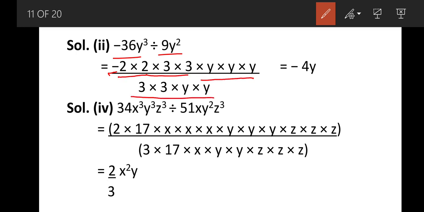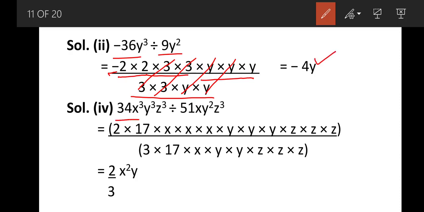Likewise I have written the factors of 9y square, and after cancelling out the common factors, what will I be getting? This 3 will get cancelled out, this 3 will also get cancelled out, y 2 times will get cancelled out, and what I will be left with is minus 4y. So this will be your answer.